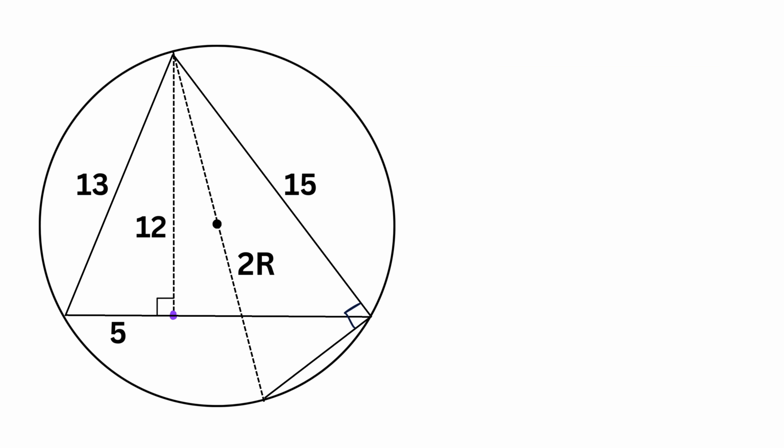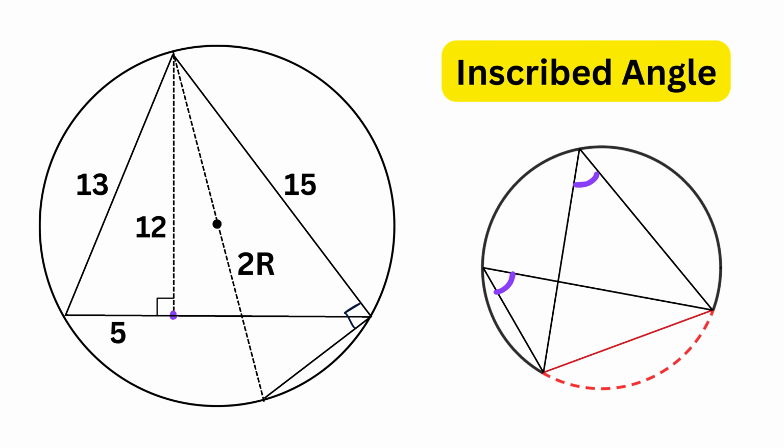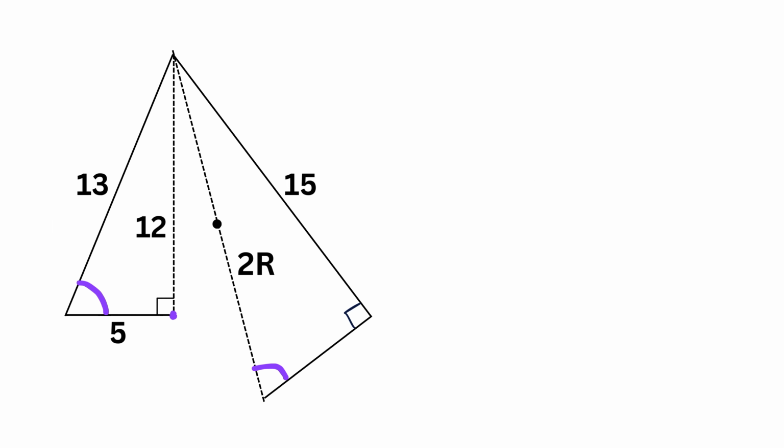Next, we will use another very amazing theorem called the inscribed angle theorem, which says that angles that intercept the same arc are equal. Look at this angle. It subtends this arc of the circle. Then look at this angle. Hey, it also subtends this arc of the circle. So both these angles are equal. Now look at these two right triangles. They both have a right angle, and also both these angles are equal. So both the triangles are similar.